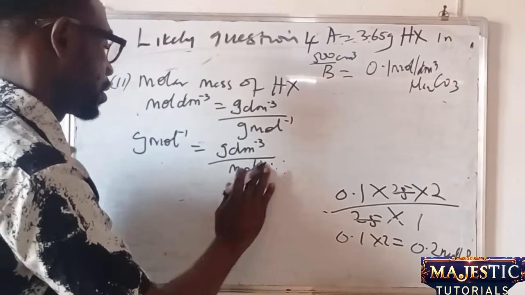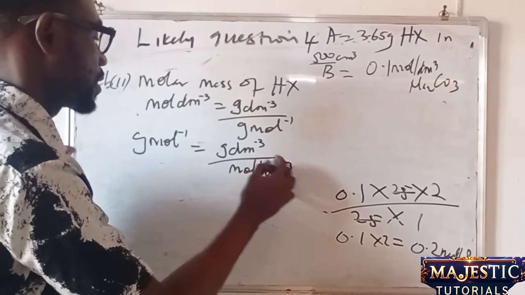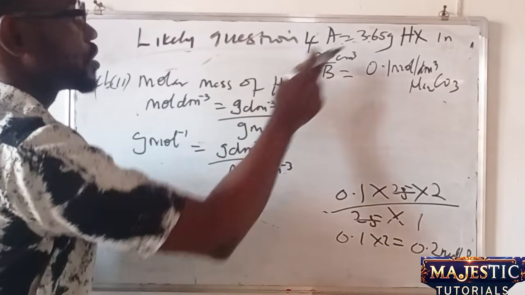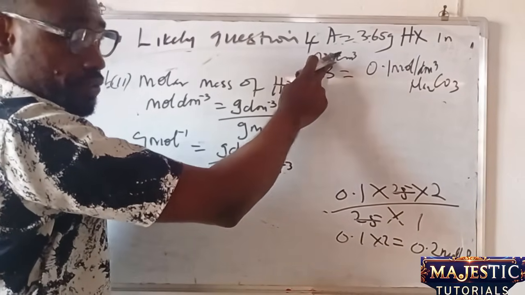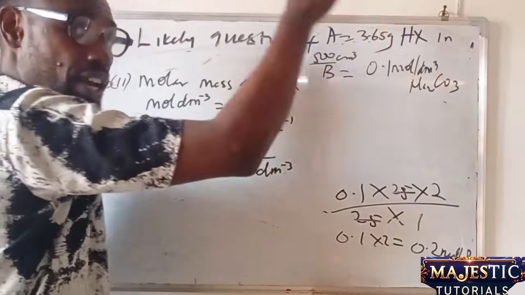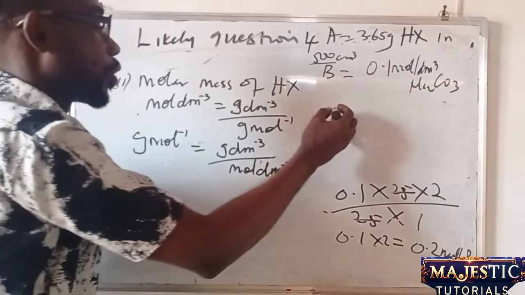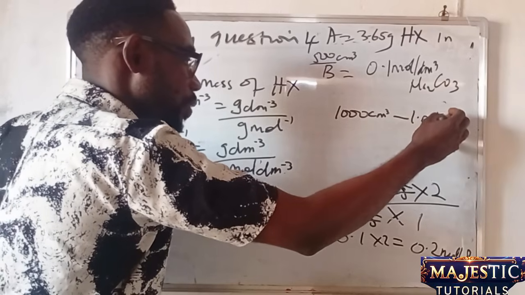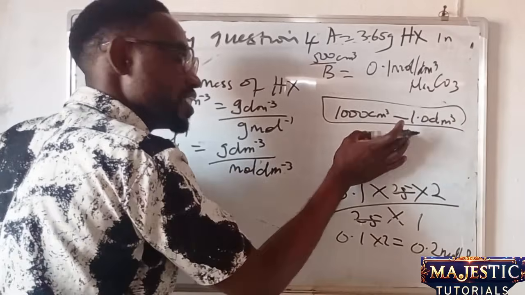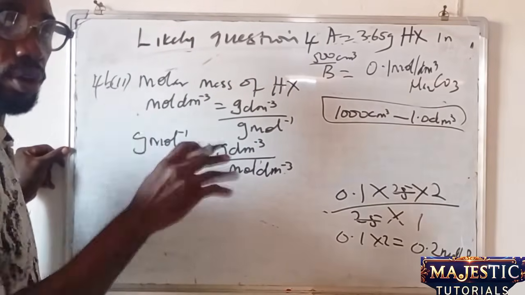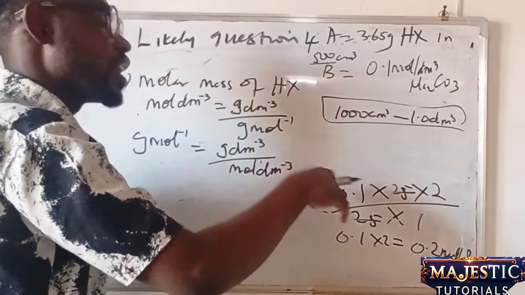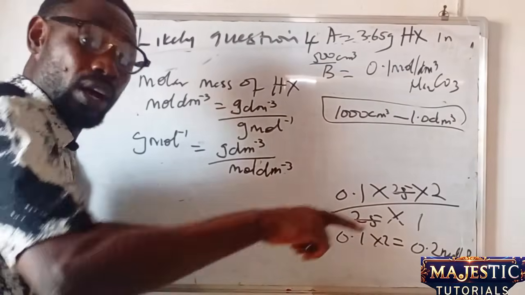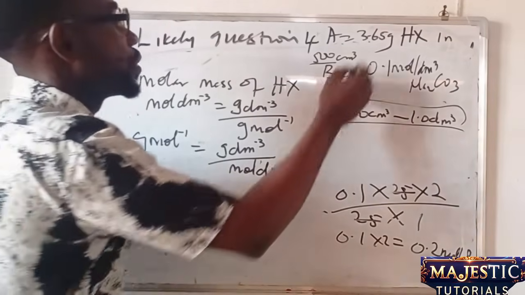We will have to find out the gram per dm cube. It is not 3.65. Why? Because they said in 500. You use 3.65 in your exam if they said it's in 1 dm cube or 1000 cm cube. Remember that 1000 cm cube is equal to 1.0 dm cube. So if they give you strength inside these volumes of solution, use it. That's the correct concentration. But when not inside 1000 or 1.0 dm cube, find out the one in 1000, even when it is in 2000. Here we said 500.